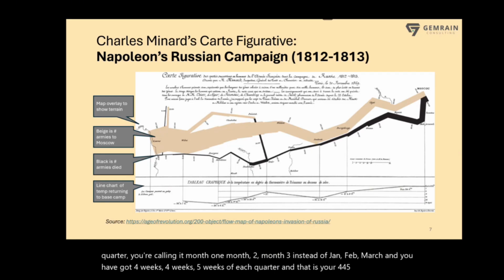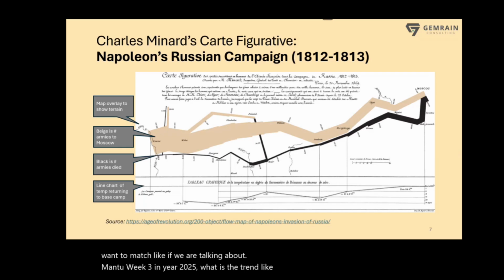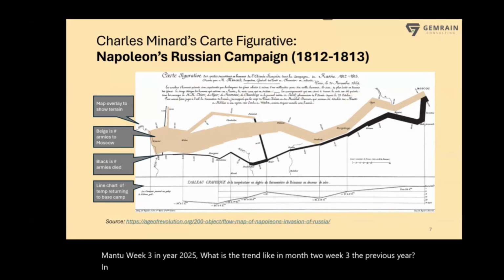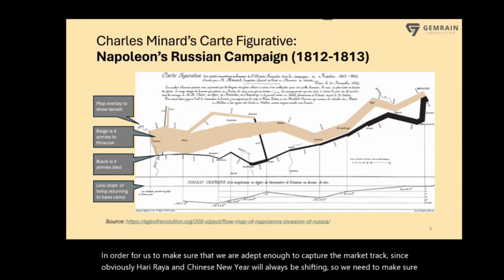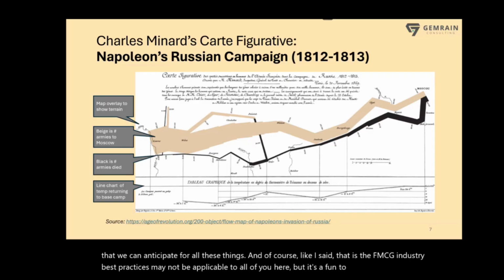Reason is because we want to match. Like if we are talking about month 2, week 3, in year 2025, what is the trend like in month 2, week 3, the previous year, in order for us to make sure that we are adaptive enough to capture the market trend. Since obviously Hari Raya and Chinese New Year will always be shifting. So we need to make sure that we can anticipate all these things. And of course, like I said, that is the FMCG industry's best practice. May not be applicable to all of you here, but it's fun to know.